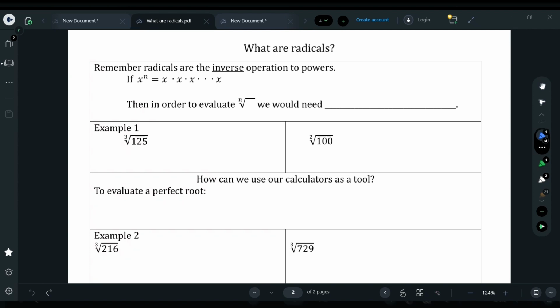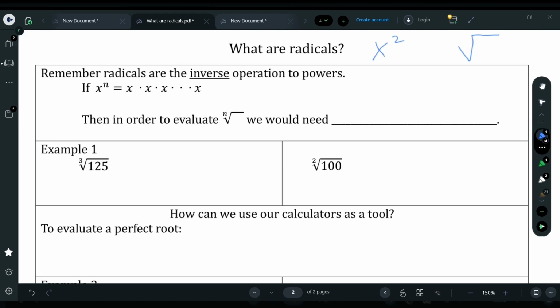And let's take a look here. So it says radicals are the inverse operation to powers, and that's true. We should kind of remember that from doing x squared and a square root. Those were inverse operations, and a square root would cancel out a squared, if you remember from solving quadratic equations.